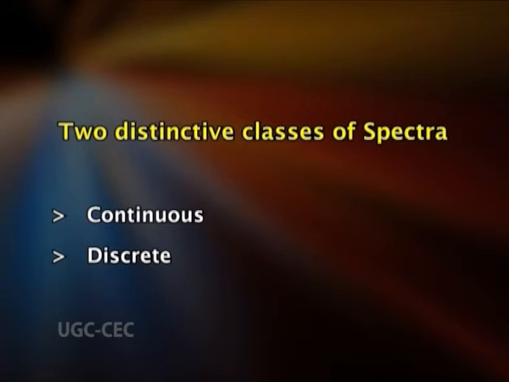Typically, one can observe two distinctive classes of spectra, continuous and discrete. For a continuous spectrum, the light is composed of a wide continuous range of colors, that is, energies. With discrete spectra, one sees only bright or dark lines at very distinct and sharply defined colors.